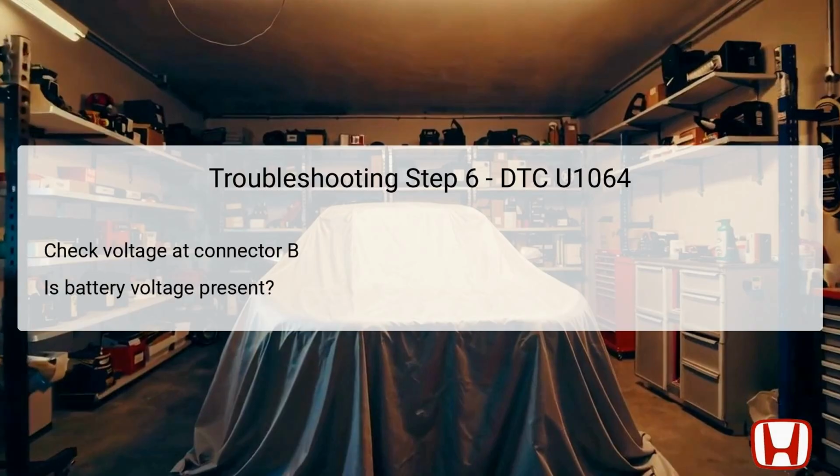preventing proper operation. If battery voltage is present, this confirms that power is adequately flowing to the climate control unit, supporting its operation. Conversely, if you find no battery voltage, this indicates a breakdown in the connection or component failure that needs addressing to restore functionality.